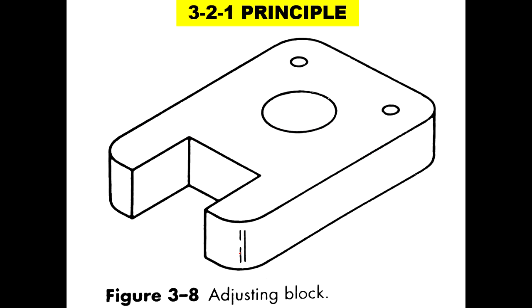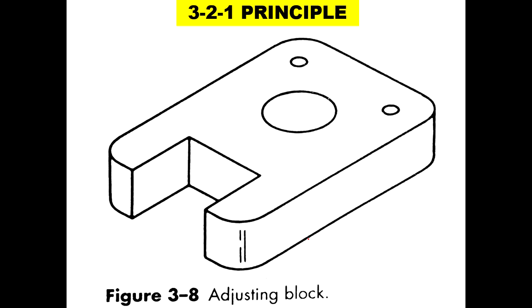Now let's see one simple principle which is very important in jigs and fixtures. This is called the 3-2-1 principle. This is the workpiece which is to be located by using a jig or fixture. Let's consider this adjusting block as the example of how it is to be located. According to the 3-2-1 principle, we are going to use 3 pins at the base, 2 pins on one side and 1 pin on another side. So that is the 3-2-1 principle.